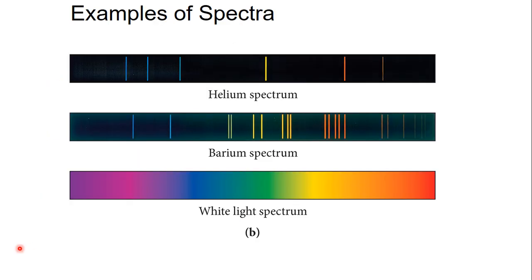And so let's look at 2 different spectrums. Helium, here we actually have 6 colors being emitted. If we look at barium, we have multiple colors, but they're all discrete and they're very unique. And here's the whole white light spectrum, all light going from red to violet.